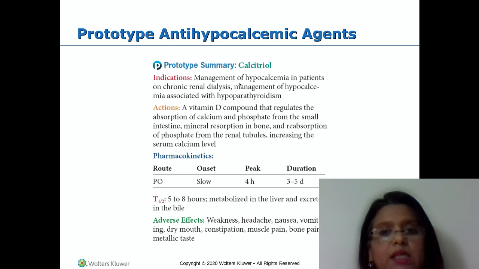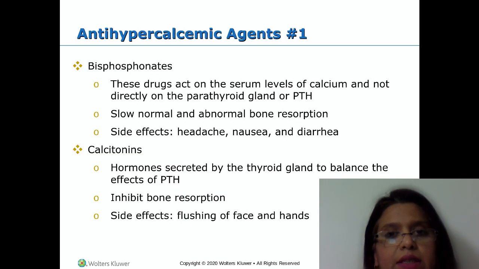Calcitriol. This is for management of hypocalcemia in the patient on chronic renal dialysis, and management of hypocalcemia associated with hypoparathyroidism. Actions: Vitamin D compound that regulates the absorption of calcium and phosphate from the small intestines, mineral reabsorption in the bones, reabsorption of phosphate for renal tubules, and increasing serum calcium level. Adverse reactions: weakness, headache, nausea, vomiting, dry mouth, constipation, muscle pain, bone pain, and metallic taste.